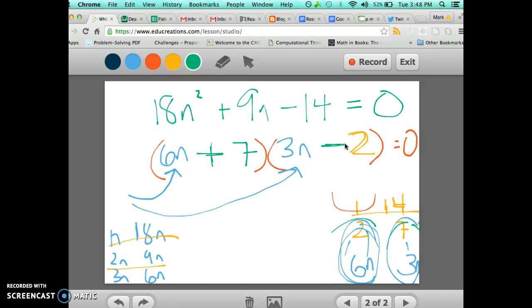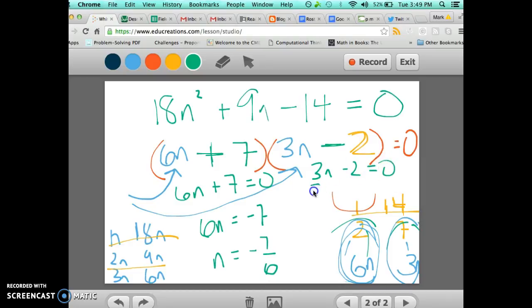And the rest of it is basically easy. 6n plus 7 equals 0. Subtract the 7 from both sides, so n equals negative 7 over 6. Or over here, 3n minus 2 equals 0. So 3n equals 2, so n equals 2 over 3. I'm not saying it's easy, but that's one of them. And that's how I did it. And I'm going to move on to something else.